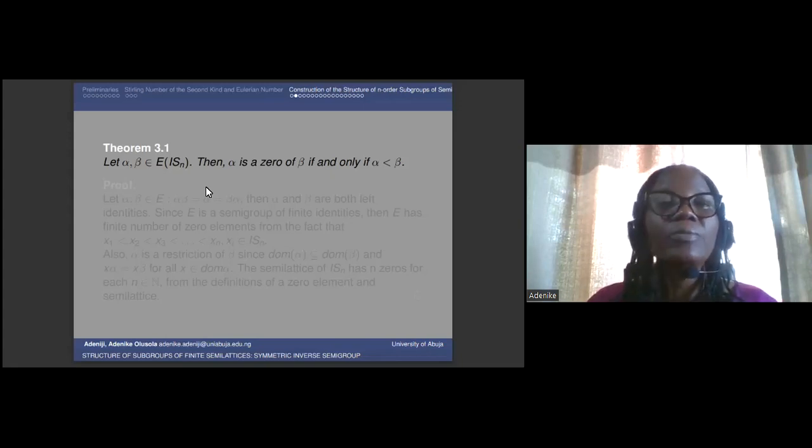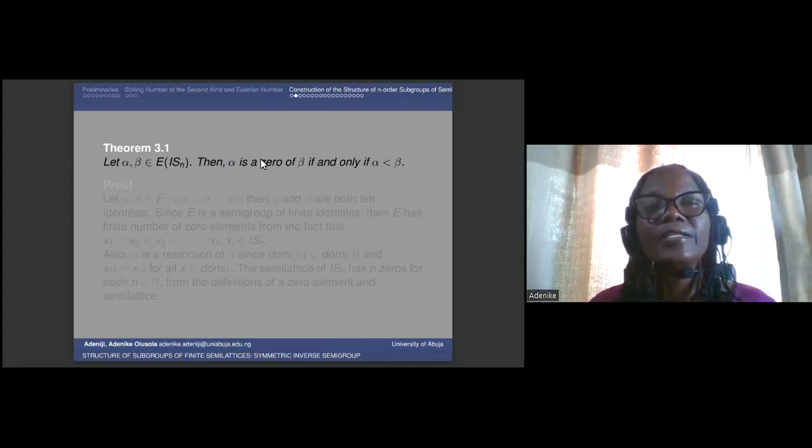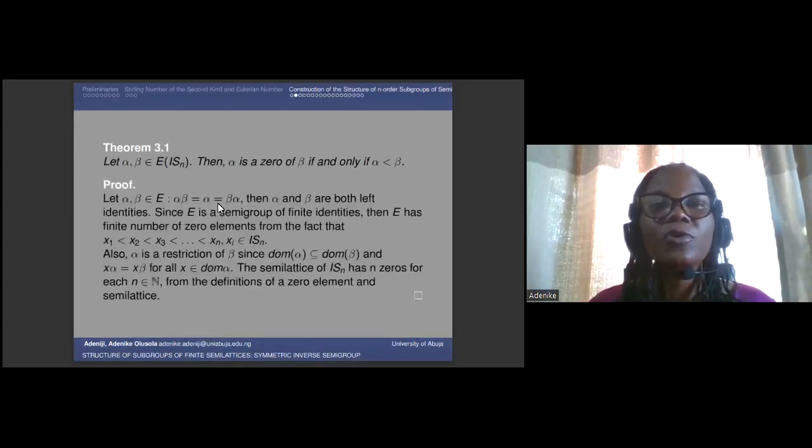So now, if we let alpha, beta be in the idempotents of highest n, then alpha is a zero of beta if and only if alpha is less than beta. And the proof of the theorem is as follows from the definitions of zero elements. So it means the two elements are identities, and the semigroup, which is, remember we said that the set of idempotents of an even semigroup form a sub-semigroup.